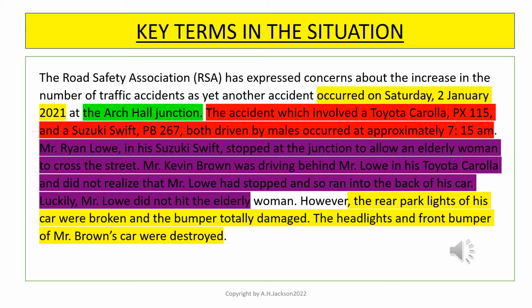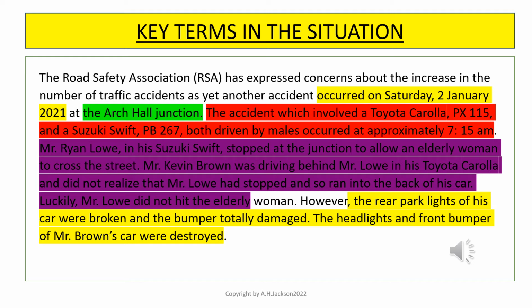Okay, so you'd highlight those. The accident, which involved a Toyota Corolla PX115, that is also important because it gives us the specific details as to the cars that were involved, or the type of vehicles involved. And a Suzuki Swift PB 267. Both drivers were male. It occurred at approximately 7:15 a.m. So again, the time of the accident is also relevant. Okay, so that information is highlighted.